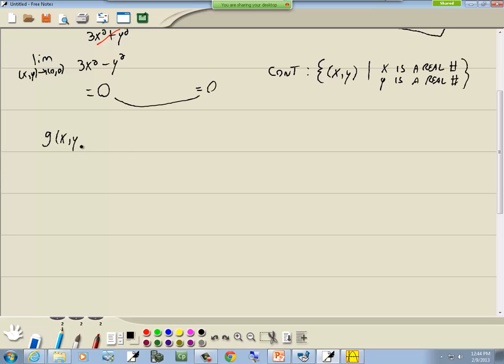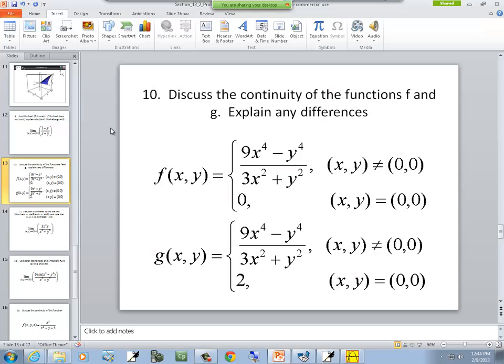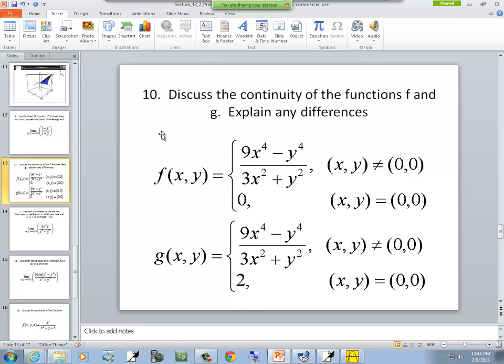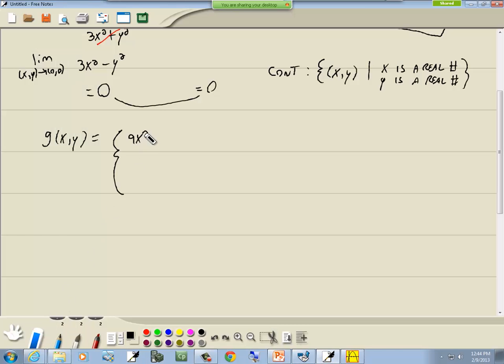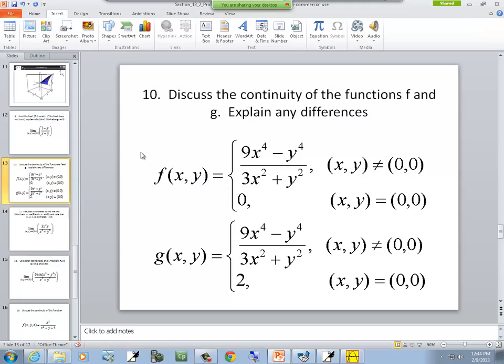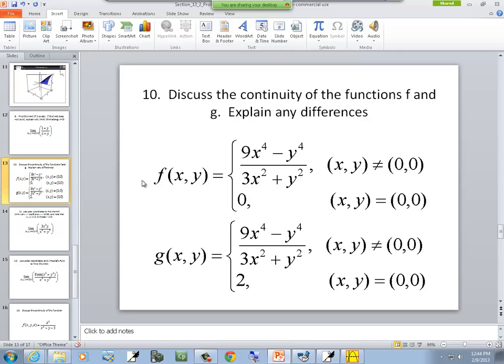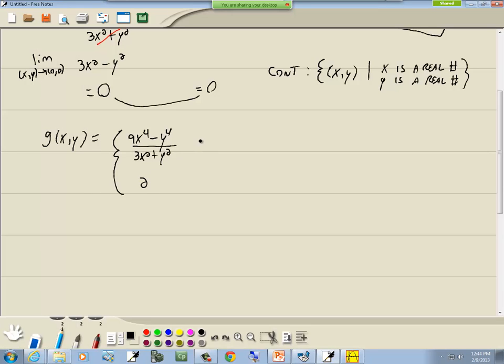G of xy is equal to 9x to the fourth minus y to the fourth over 3x squared plus y squared, and 2. And this is when xy is not equal to 0, 0. And this one's when xy is equal to 0, 0.